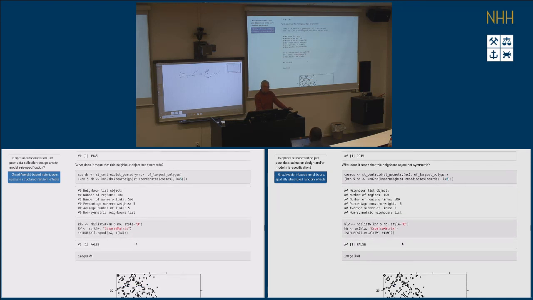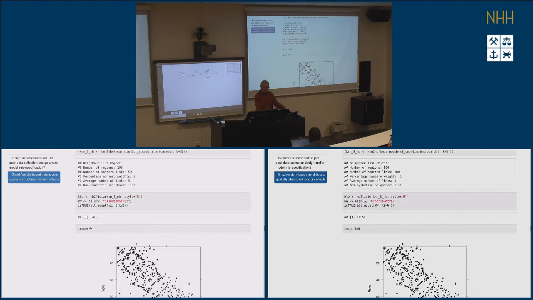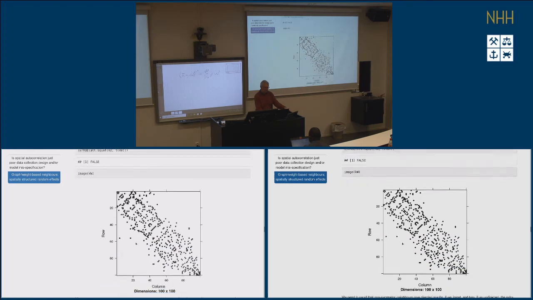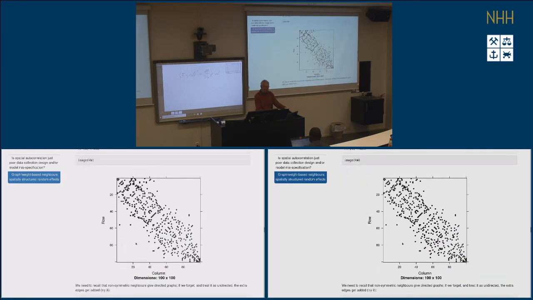If we then convert to a list of neighbors, sparse matrix, and then compare the K nearest neighbors W with its transpose, it's not equal. So it's false. If we look at an image of it, it might look a bit symmetric, but it's not completely.